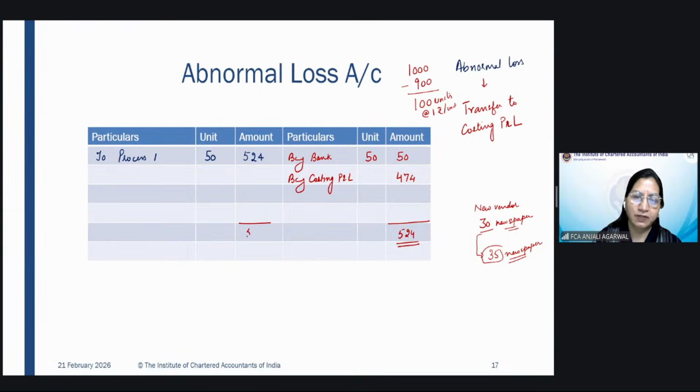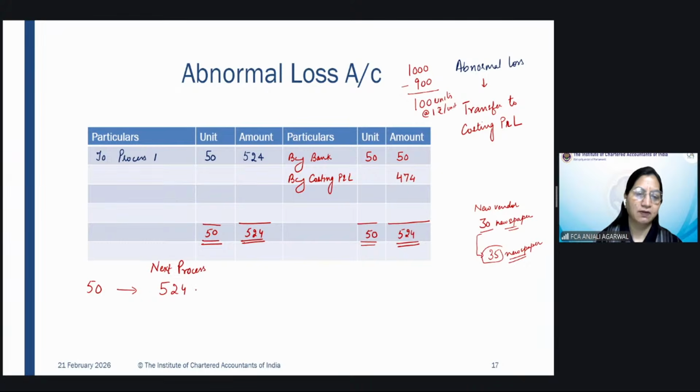So another very important thing: when you have an abnormal loss, it can be sold, you understand. Just like normal loss, abnormal loss units will also give you a scrap value. Something will be realized from there also. So your true loss will not be 524, which is moving to costing P&L account. Your true loss will only be 474. Scrap value is to be deducted from abnormal loss. Yes, right? We had expected that we will have additional 50 units, which could be transferred to the next process as 524. So in the next process, we should have a value worth 524.